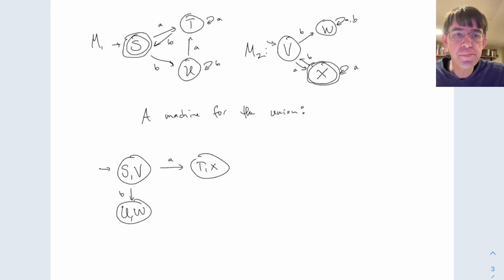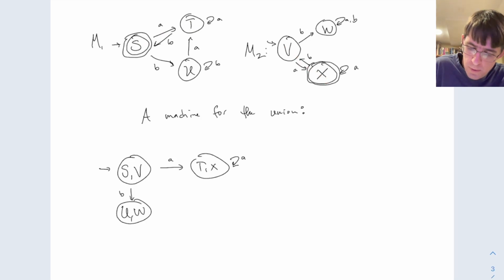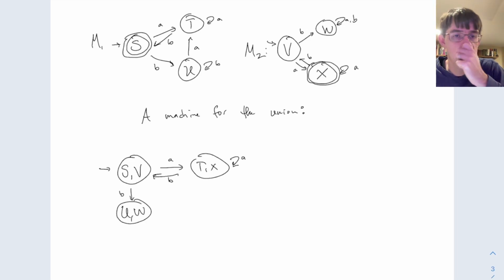All right. I hope I'm doing good so far. The TX state from here, when I do A, T stays T, X stays X. So this is a loop like that. And the B arrow, T goes to S, X goes to V. So TX goes to SV, back to this starting state. Like that. All right, I like that.